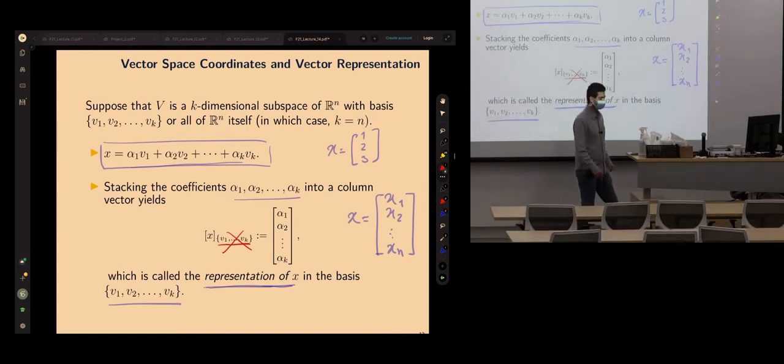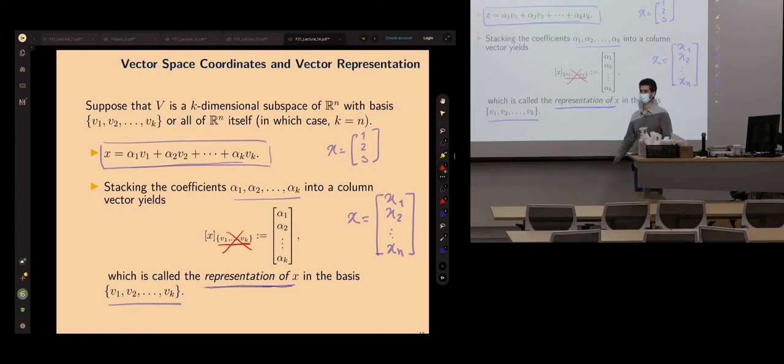Is there any situation in life that we do not want to use a standard basis? Yes. And that will be the motivation for eigenvalues and eigenvectors.